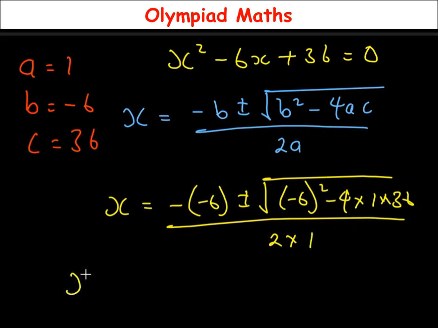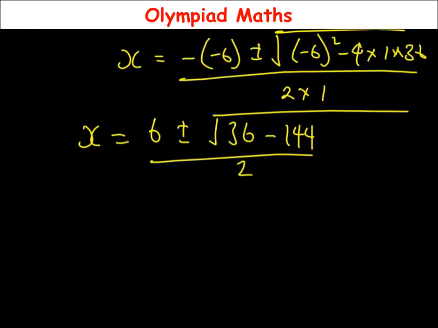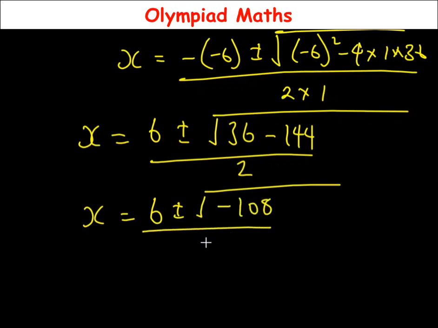So with this, x is equal to minus times minus 6, which is plus 6, plus or minus the square root of minus 6 squared, which is 36, then minus 4 times 1 times 36, which is minus 144, all over 2 times 1, which is 2. Solving this further, the value of x is equal to 6 plus or minus the square root of 36 minus 144, which is minus 108, all over 2.